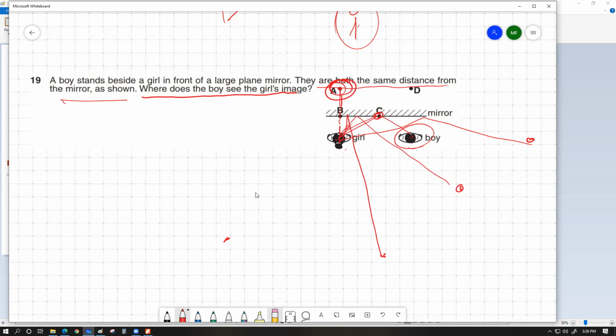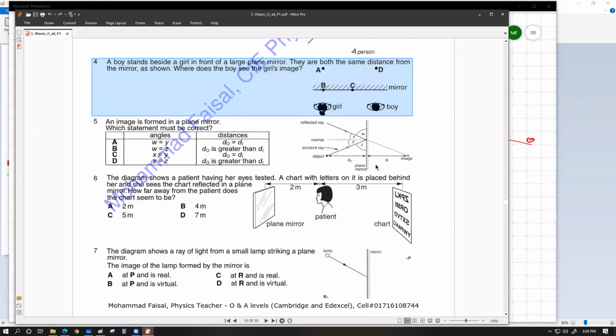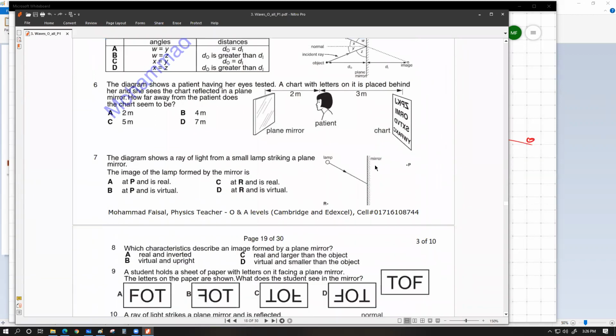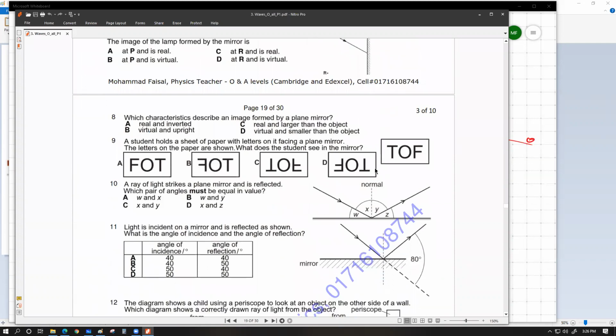And vice versa, we could also ask why the girl sees the boy's image. That would be option choice D, if the question asks that, irrespective of the girl's position, that is. We have questions which are repeated. So moving on.